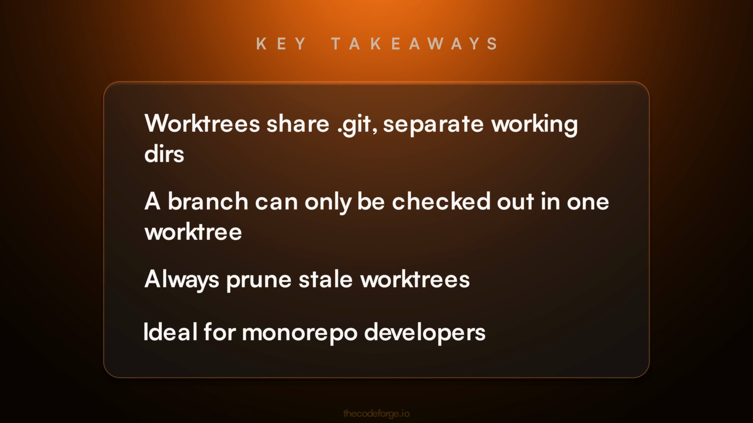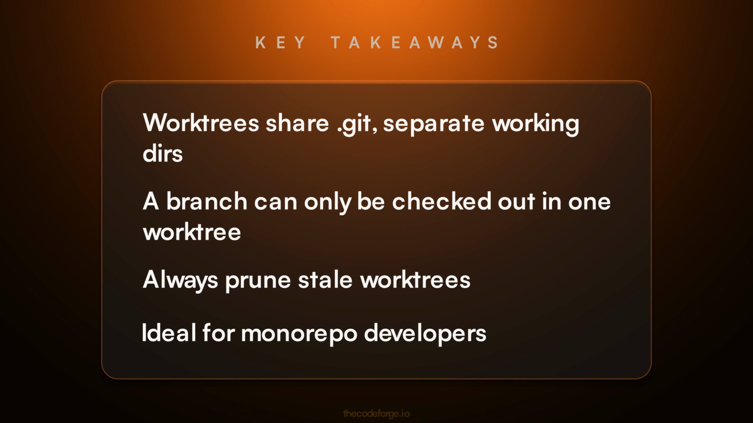Git Worktree lets you work on multiple branches simultaneously without stashing. Remember, branches are locked to one worktree, always prune stale entries, and use worktrees to eliminate context switching.